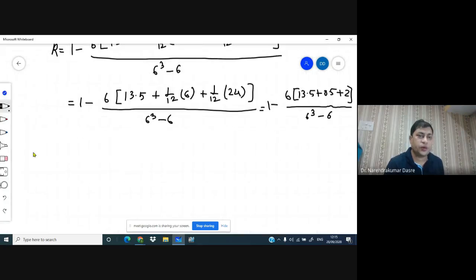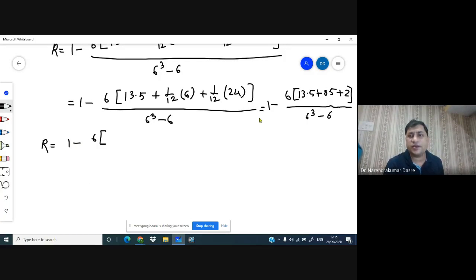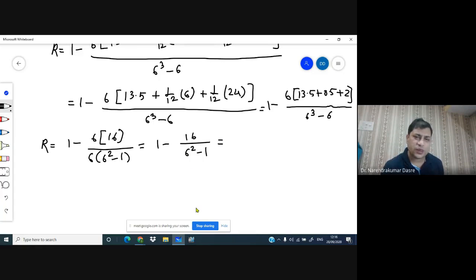Okay, so what we are able to get here: R is equal to 1 minus 6 times 14 and this is going to be 16 here. Okay, and this term I'll be having 6 common, so I can write here 6 square minus 1. So easy, 1 minus 16 by 6 square minus 1. So you calculate this value and give me this value, what you are able to get. So please calculate and give me the value. What is the value of capital R?